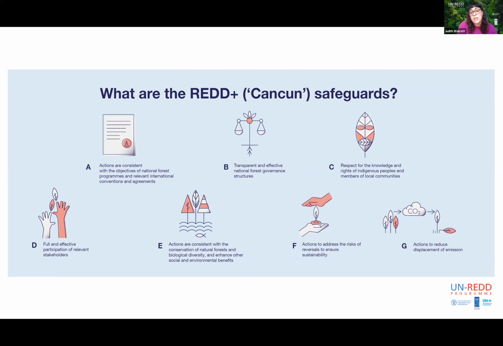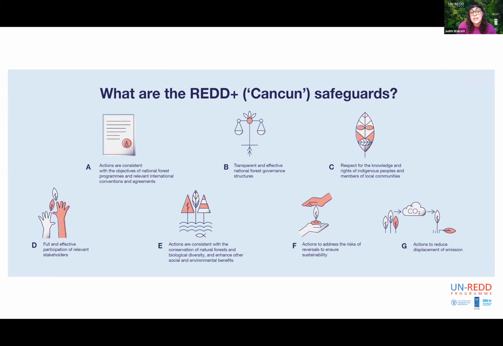And again, this very much would depend on how a country contextualizes or interprets the safeguards in their national context. But for example, having mechanisms which allow complaints or inquiries related to REDD+ actions can be a key part of ensuring transparent and effective structures related to REDD+. Safeguard C refers to respect for the knowledge and rights of Indigenous peoples, as well as local communities.